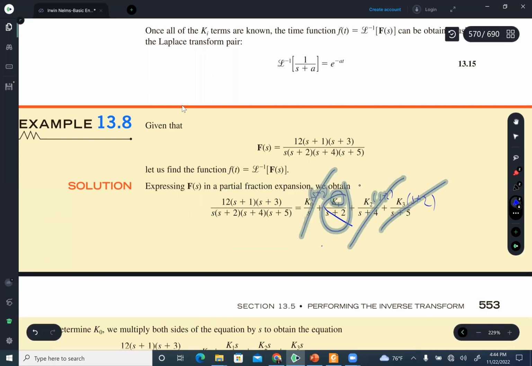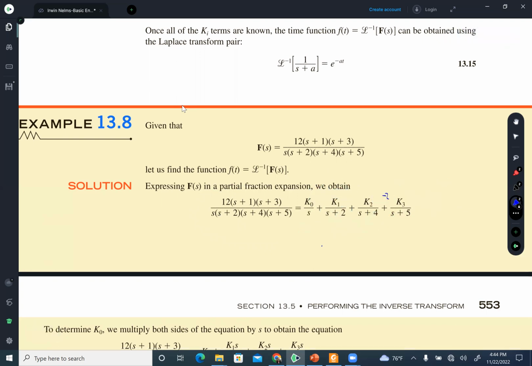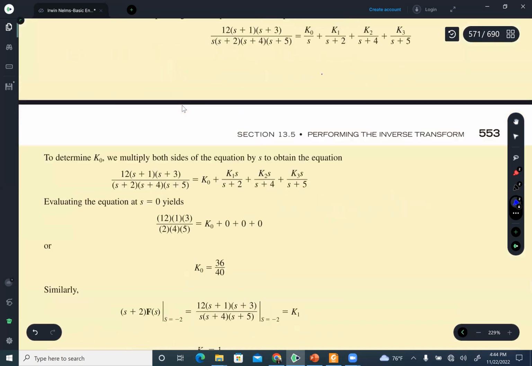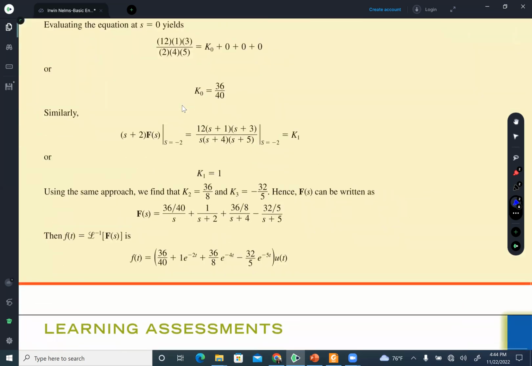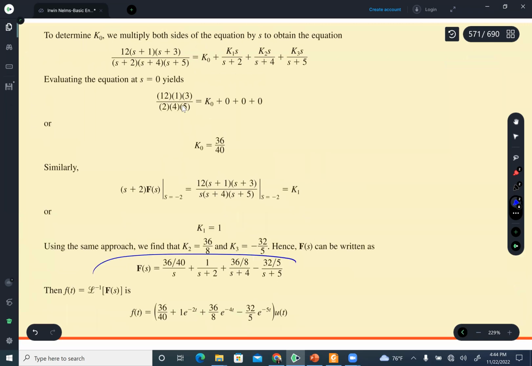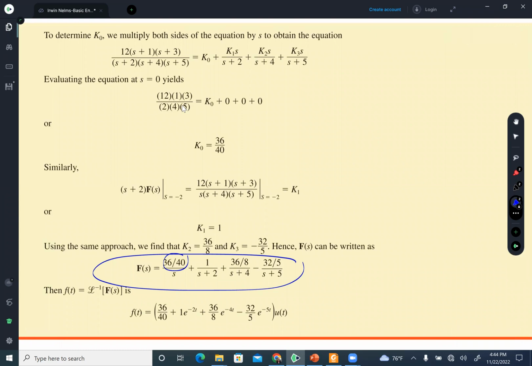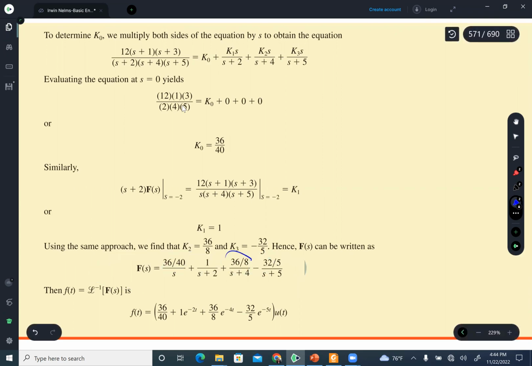And once you find those terms, that's going to be all the constants that you need. So once you find those constants, basically you have this form, right? K1 came out to be 36 over 40, K2 came out to be 1, K3 was 36 over 8, K4 was minus 32 over 5, right? So they found all the constants.